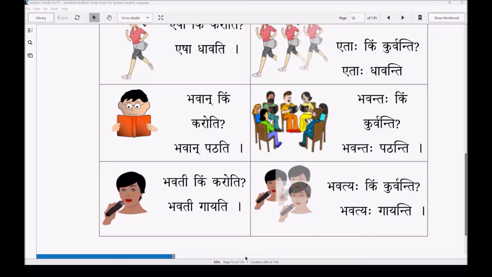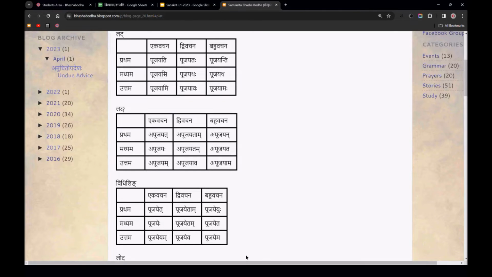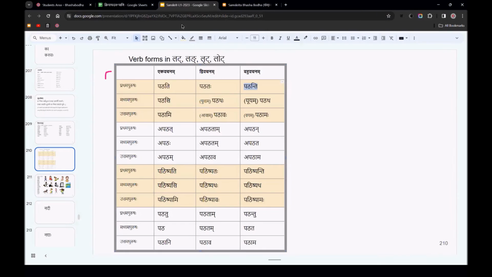But if you are using tvam, then keep that in mind. Use the Madhyama Purusha form, which is also shown in the slide here. Right? Tvam pathasi means you are reading. If there are many of you, then you use this, yuyam pathatha. Yuyam pathatha means many of you are reading.